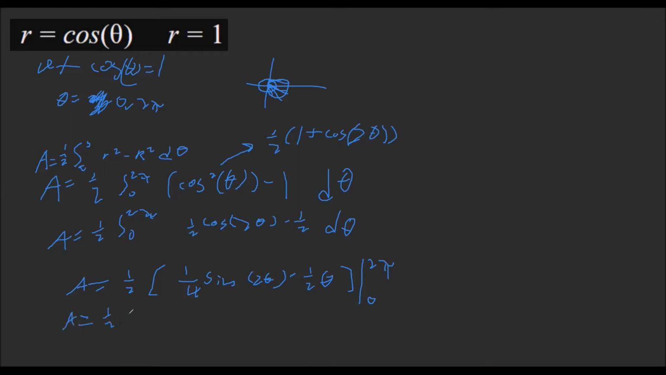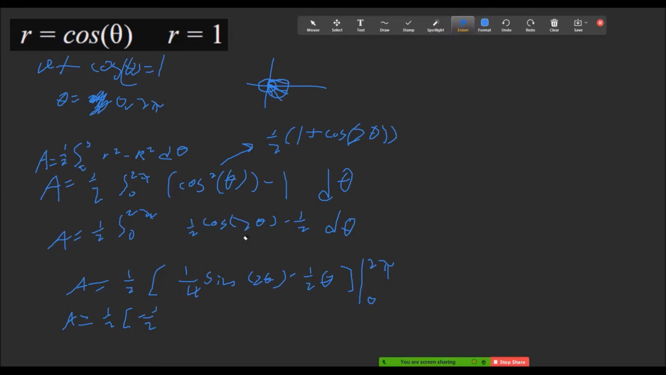Okay, now let's see if I want to simplify this or not. A equals 1/2 times 1/4 sine 4 pi, which is just going to be equal to 0. And so we might as well just get rid of that term entirely. Minus 1/2 times 2 pi. So minus pi, I suppose.